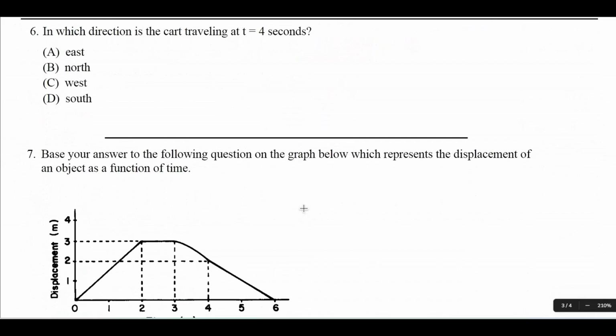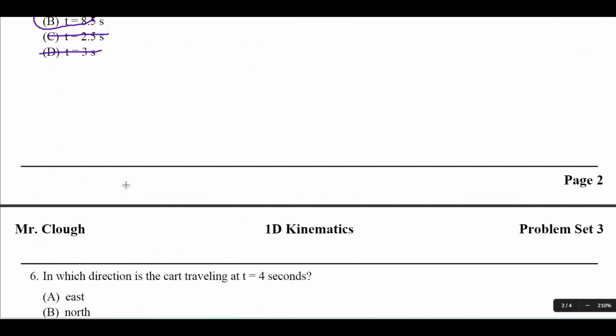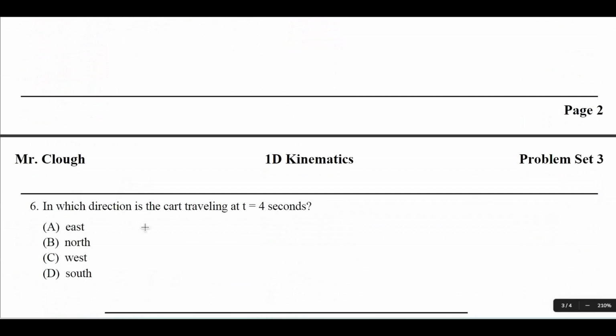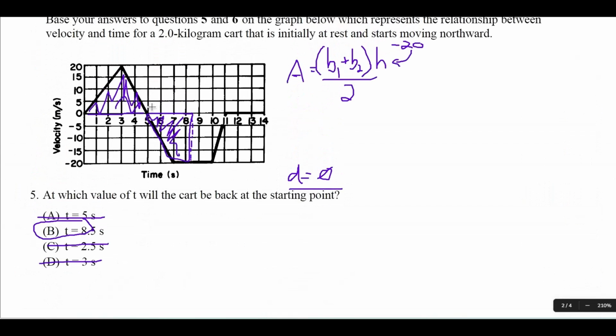All right, here's the next one. Pause video, work it out yourself. I'll go in a second. So this goes back to the graph before. It says in which direction is the car traveling at 4 seconds. Now this one we have to be careful of. So at 4 seconds, which is right here, the graph is going down. So a lot of people might say, okay, since the graph is going down, it must be returning back to where it was. But that's not the case.